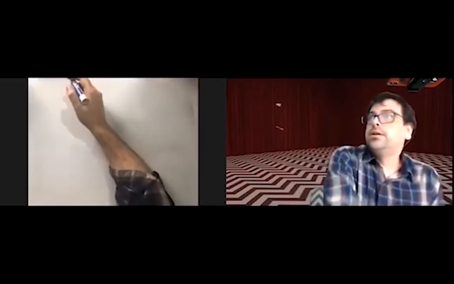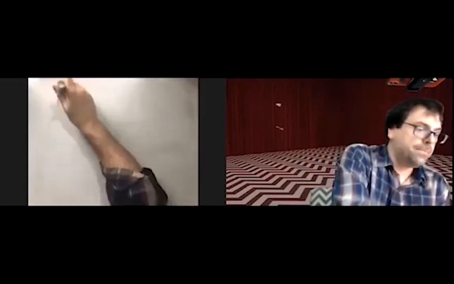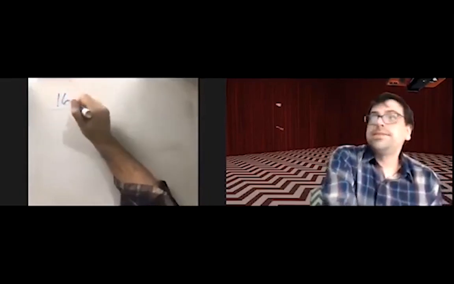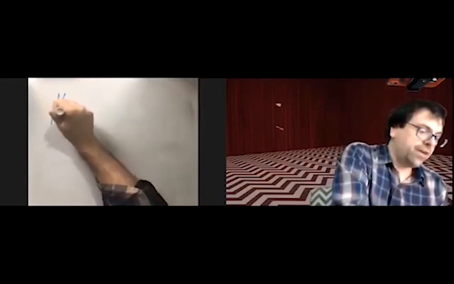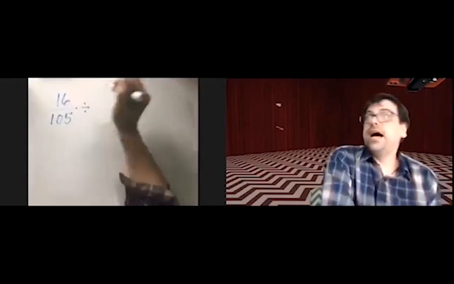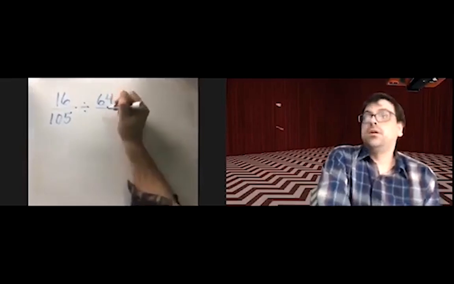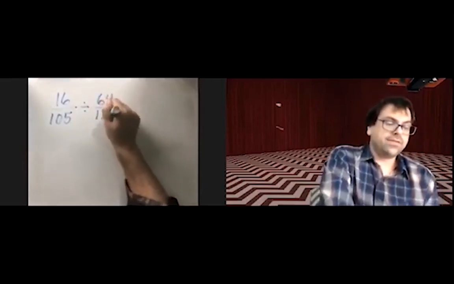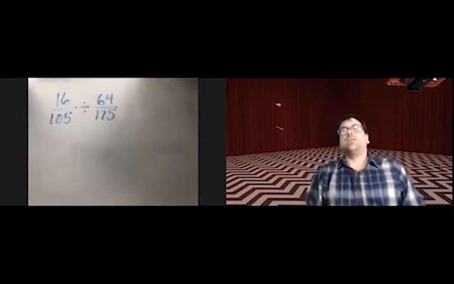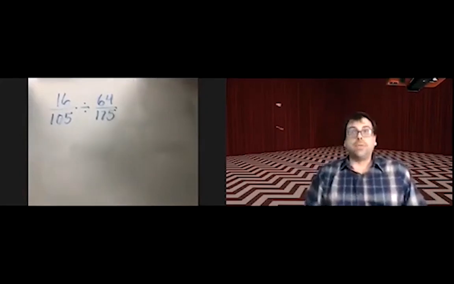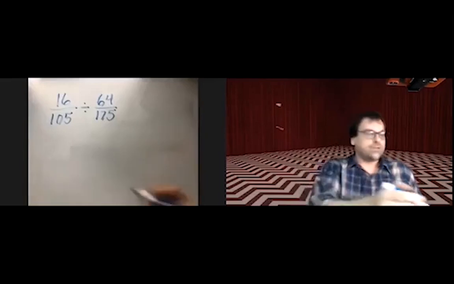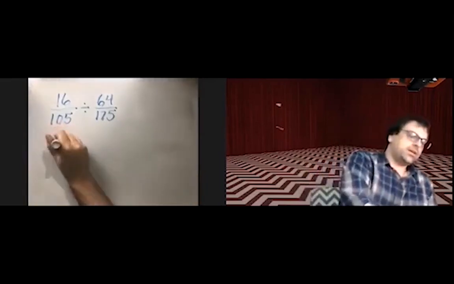Okay, let's work on a larger problem. 16/105 divided by 64/175. So how do we start? It won't be canceling because it's a division problem. But we turn division problems into multiplication.